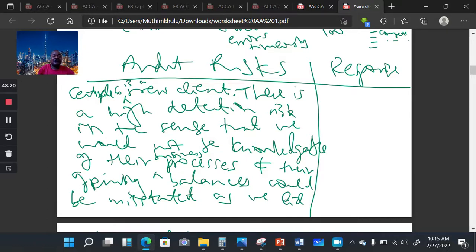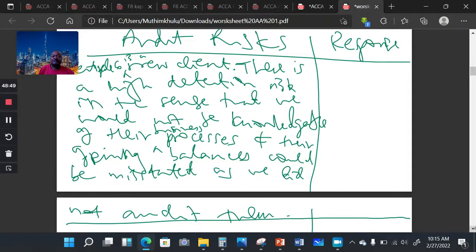Centipede Co is a new client, we have identified. But let us explain how a new client is a risk. Because by the end of the day, if you just say Centipede Co is a new client and you go to the next point, you did not explain anything. Tell the examiner what risk is attached to new clients. There is a high detection risk in the sense that we would not be knowledgeable of their business processes and their opening balances could be misstated as we did not audit them in the previous periods.